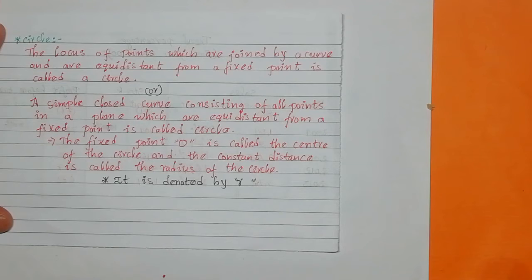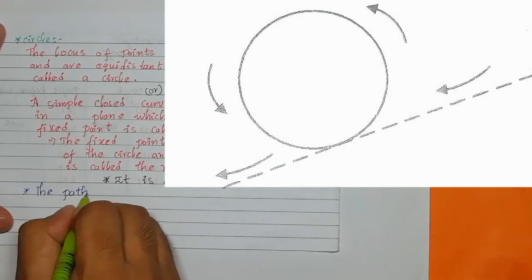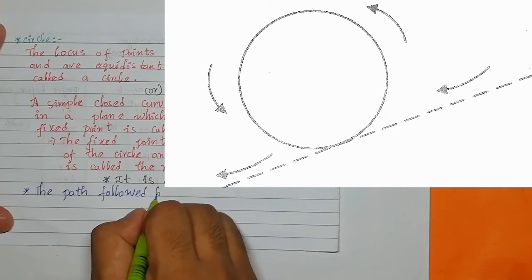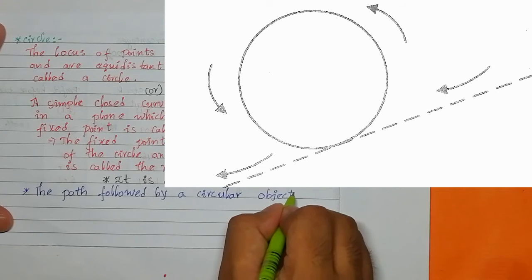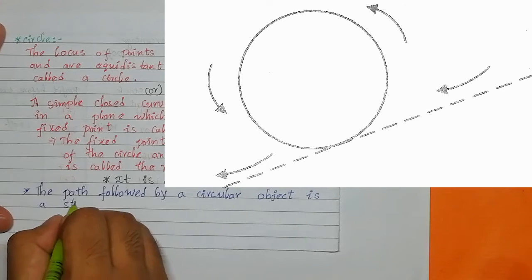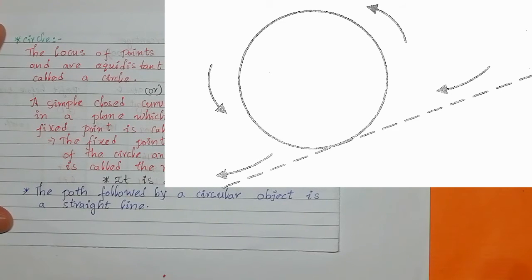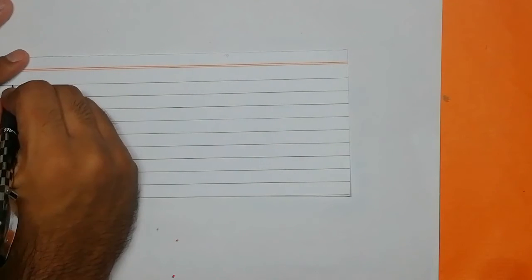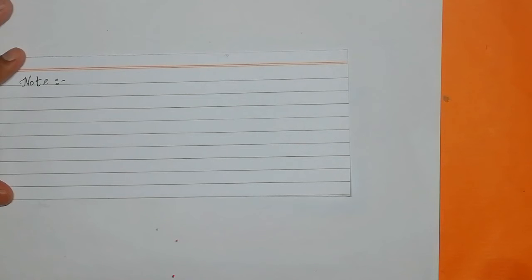And here the path followed by a circular object is a straight line. That means you clearly know in the given diagram. Please clearly watch the diagram. Given a few points, with the help of these few points we can find which type of circle it is. Now let us move into node points.